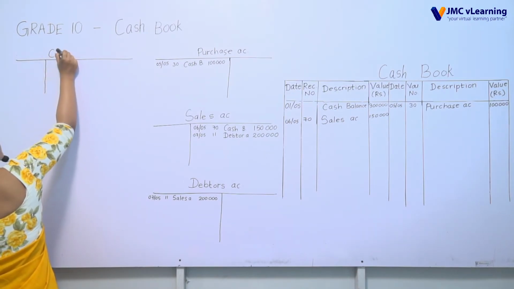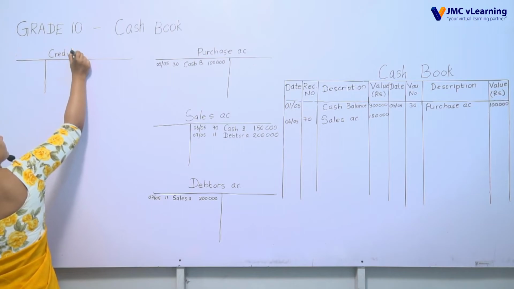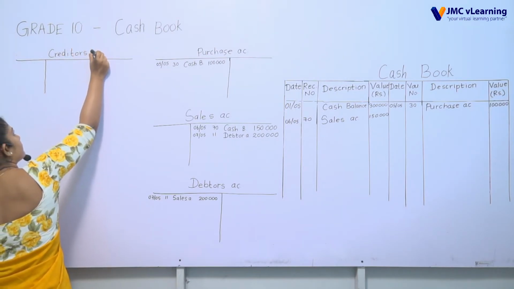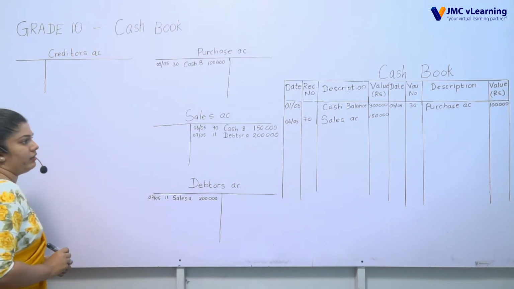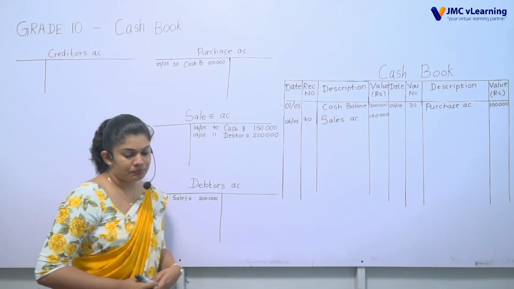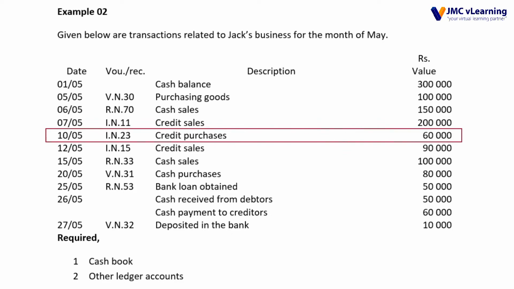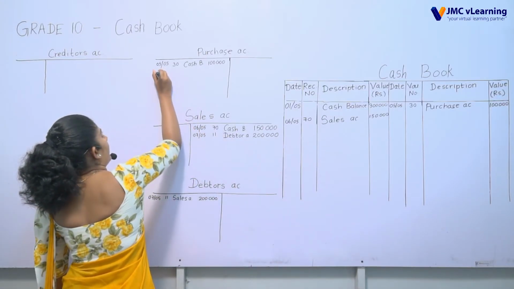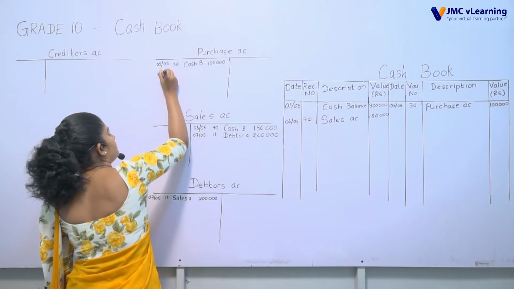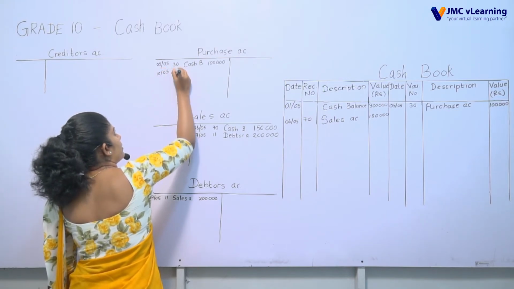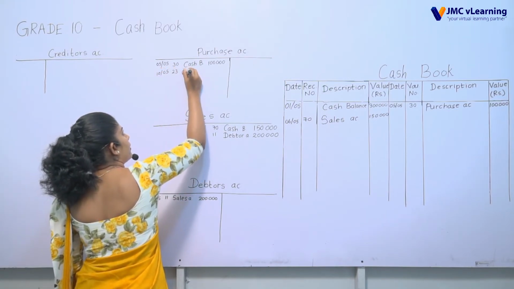Creditors account. And record the transaction. The transaction is amount 60,000, date 10th, invoice 23. 10th of May, invoice 23, creditors.